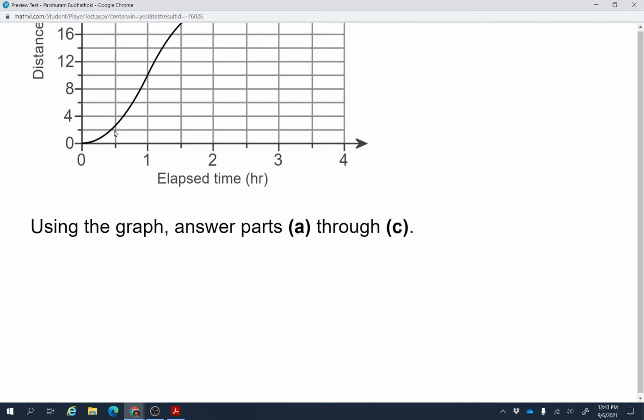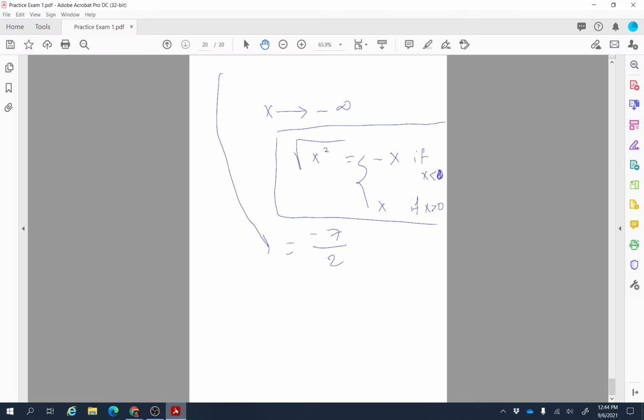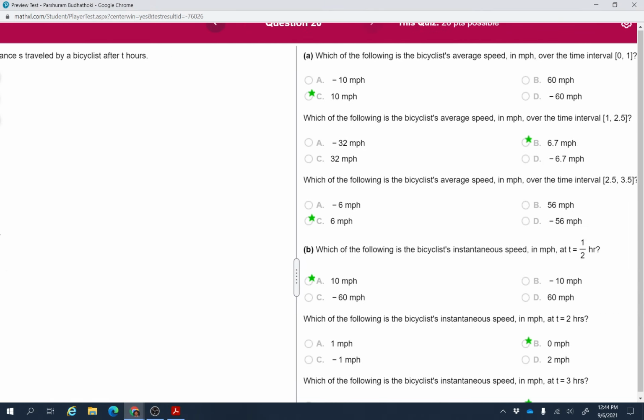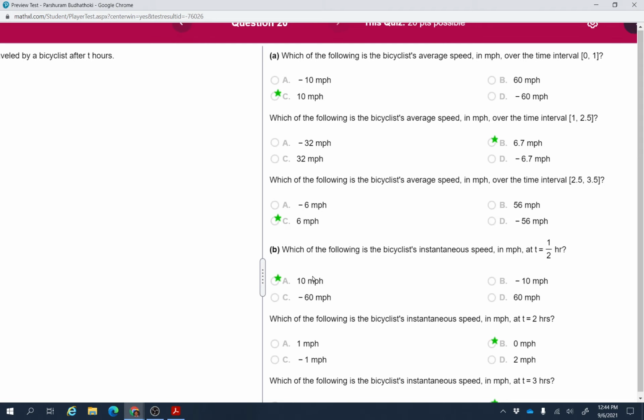If you try to draw a line through a half, this is half. One point you take from here and another point you take from here, so from here to here it's 4. 4 divided by 0.5 is 4 divided by half, which is 8. So it should be approximately 8, but that answer is not available here. The closest answer is 10.